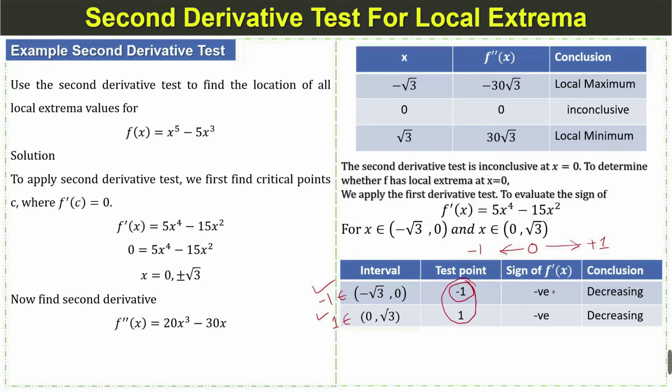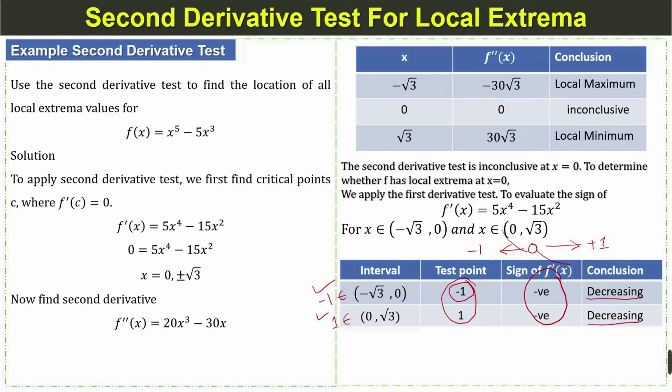Okay, so on both test points, from the left side of the critical point 0 and from the right side of the critical point, the function has the same sign. The function is not changing its sign from positive to negative or negative to positive. This means the function is decreasing before this point and after this point. And this is the first derivative test.